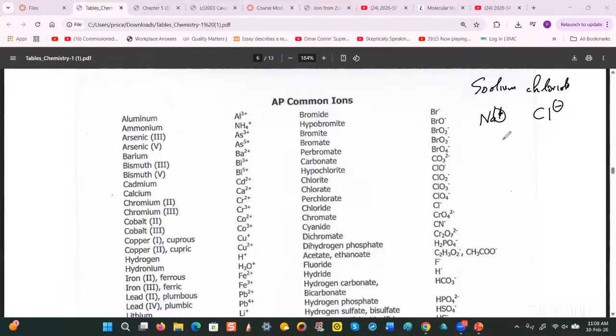So all you have to do is put them together and you're going to end up with this as your answer for the formula for sodium chloride. All right? And that's it.